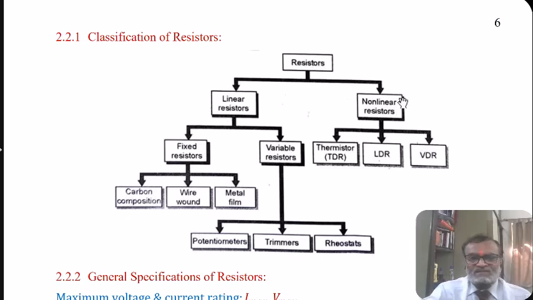Non-linear resistors, on the other hand, are mostly made up of semiconductor material. The typical examples are thermistors, which are thermal resistors, LDRs, which are light dependent resistors, and VDRs, which are voltage dependent resistors. You are going to use these components in your electronic journey.